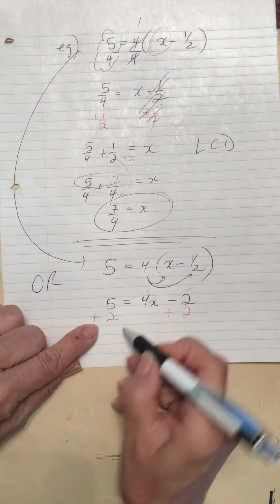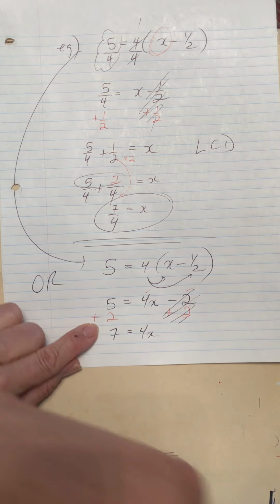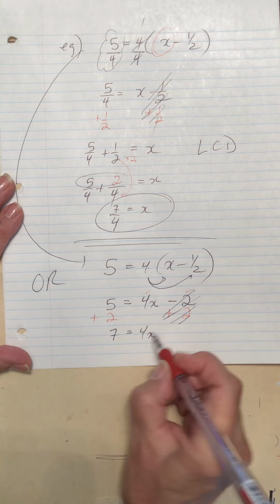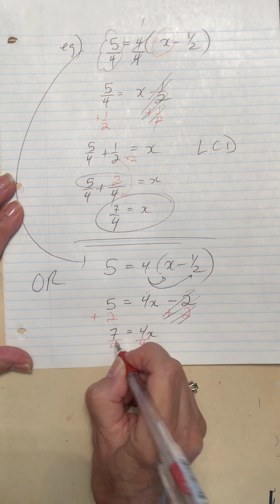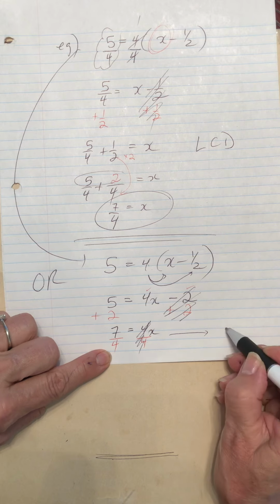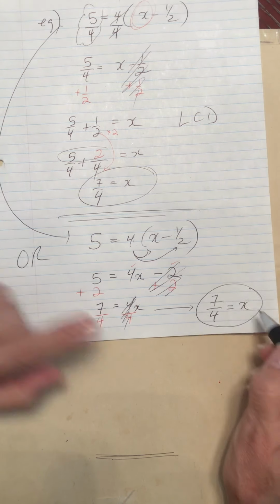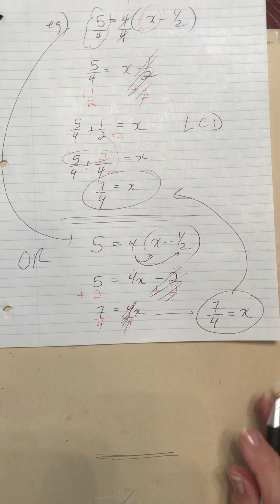So 5 plus 2 on this side is 7. This is 0. I have 4x. Now I need to get rid of a times by 4. I will divide both sides by 4. So these become a 1. So there's my answer. 7 over 4 equals x. So it's the same answer as I had here.